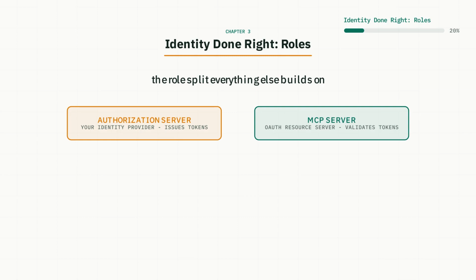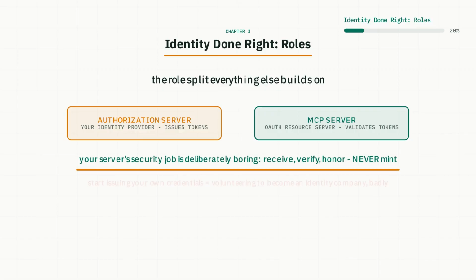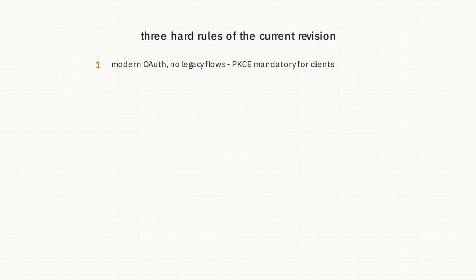Your MCP server's security job is deliberately boring. Receive a token, verify it, honor it. The moment your server starts minting its own credentials, you've volunteered to become an identity company, and you will do it worse than the people who do it professionally. 3 hard rules follow from the current revision, and they're worth saying as rules.